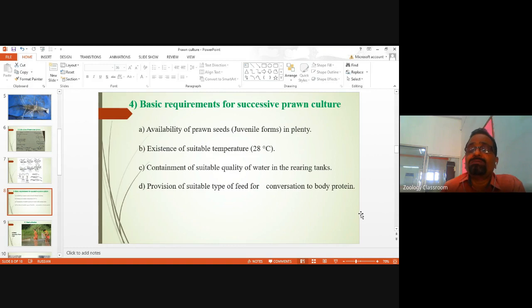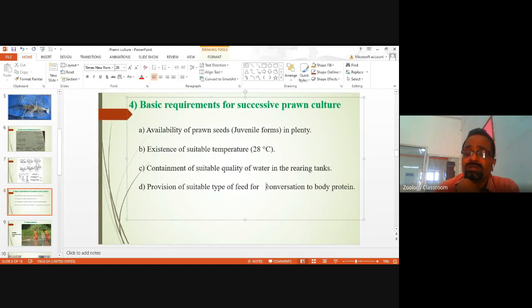Provision of a suitable type of feed for conversion to body proteins. As this shellfish is omnivorous, the feed we supply should be of quality, protein rich, and supplied thoroughly, which will help in converting into proper biomass that in turn has a high protein value. So when you fulfill all these basic requirements, you are sure to succeed in the prawn culture practice.